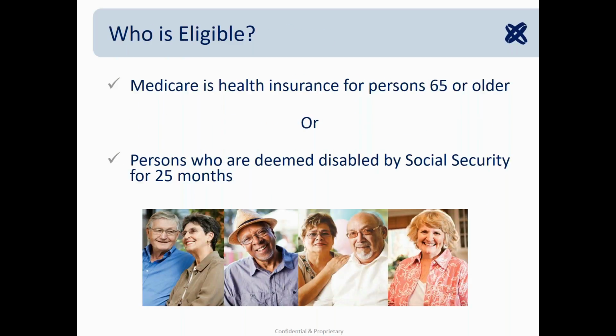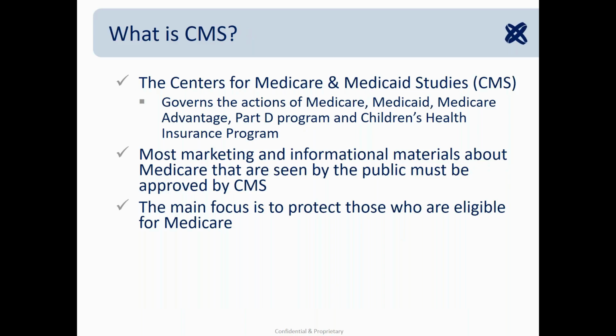So who is eligible for Medicare? Medicare is health insurance for persons 65 or older, or persons who are deemed disabled by Social Security. You must be receiving Social Security disability for 24 consecutive months, and then in the 25th month, you're automatically put on Medicare Parts A and B.